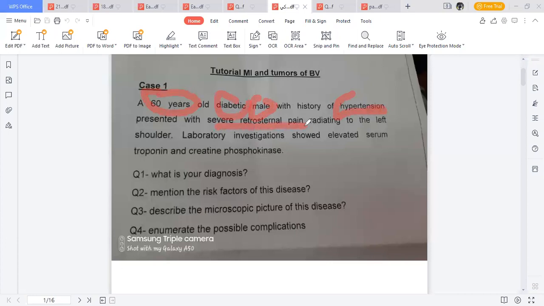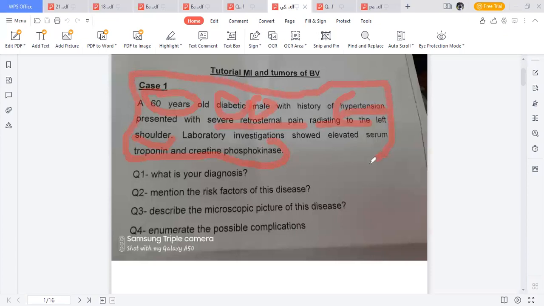retrosternal pain, the pain behind the sternum, radiating to the left shoulder. Radiating to where? To the left shoulder. And the laboratory investigations showed elevated serum troponin. So after you do the laboratory investigation, you find out that the serum troponin and creatinine phosphokinase are elevated.